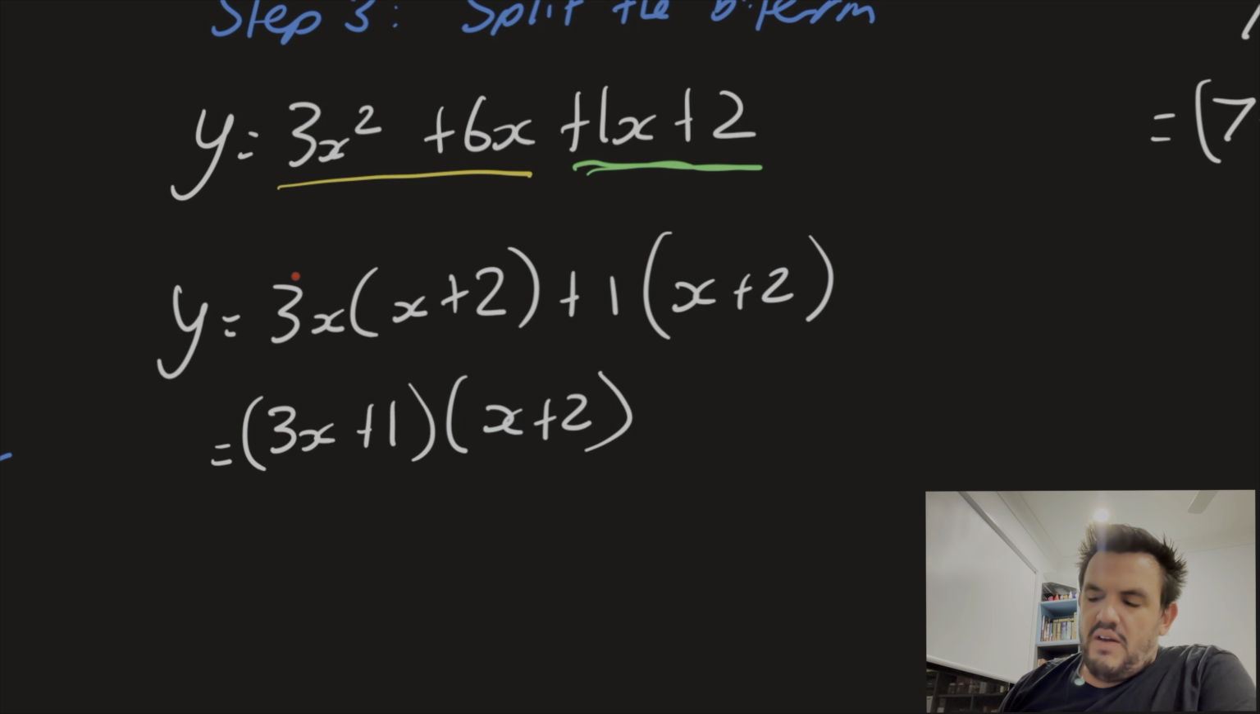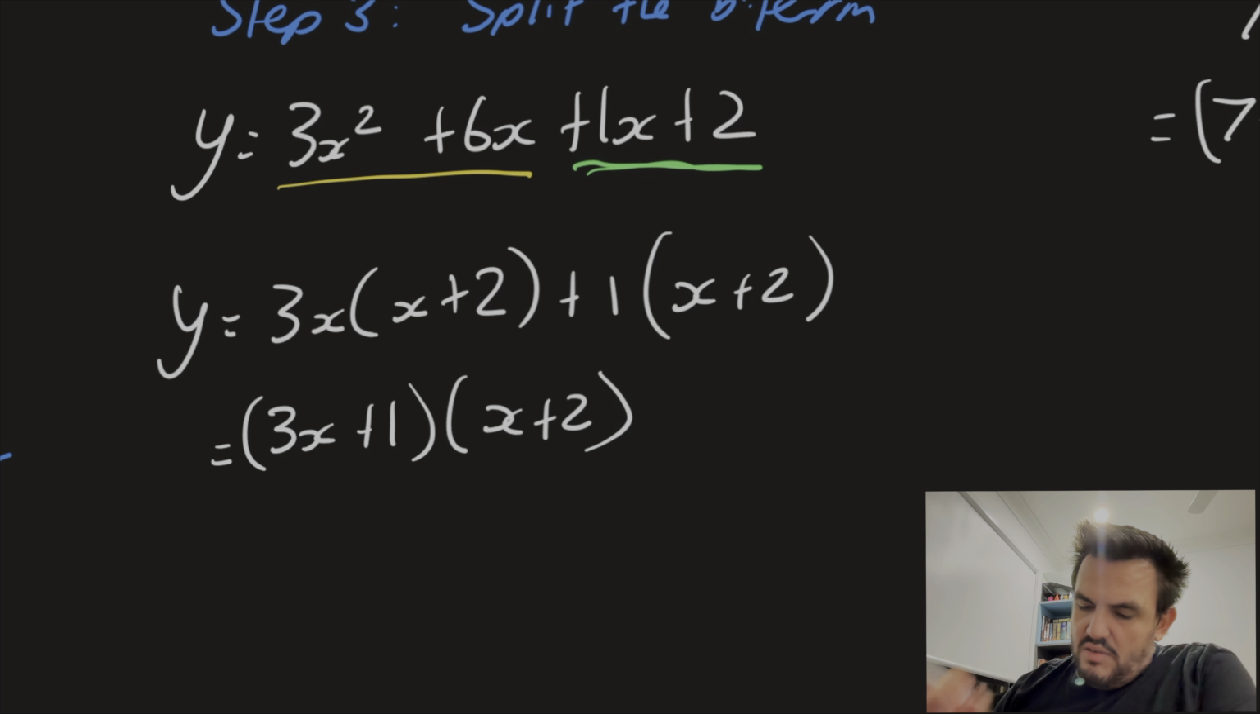And the reason is, like I said, this term here, 3x, is multiplied by this whole bracket. And this thing here is also multiplied by the whole bracket. And if I expand them back out, you'll see that I get the original thing that we started with, which is kind of cool.